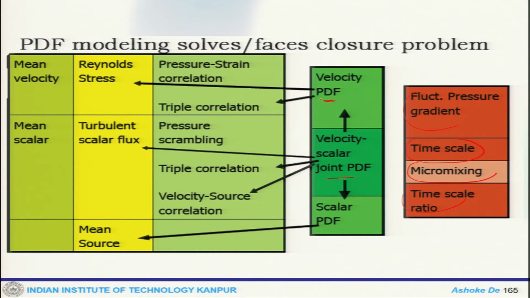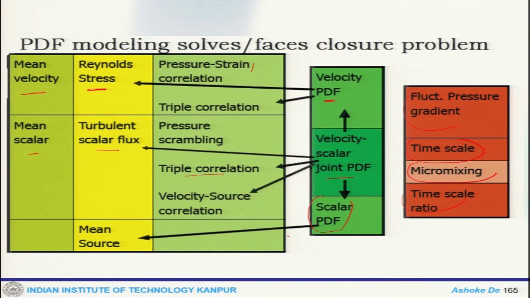Now, when you look at the velocity PDF, using the velocity PDF, you close the Reynolds stress term, and also you have pressure strain correlation and triple correlation that is closed using this velocity PDF, and this is where mean velocity and mean scalar you get from the Eulerian framework. Now, using your joint scalar PDF, you close the turbulent scalar flux, velocity source correlation and the triple correlation. So, these are the terms which you close using the information of the joint velocity scalar PDF, and only using the scalar PDF you close the mean source term.